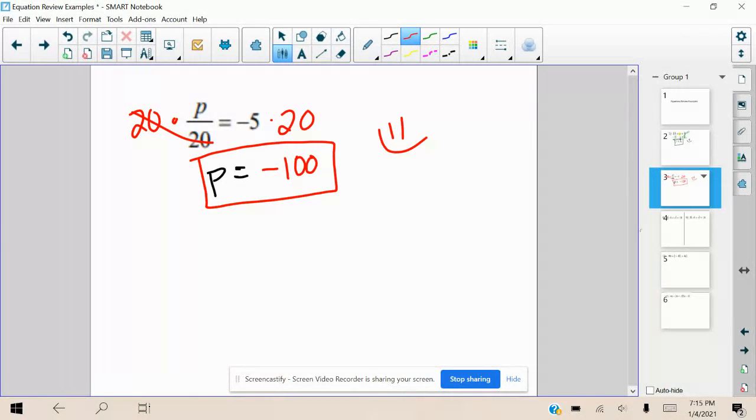We were using those inverse operations again, and this is a one-step equation, which eventually all equations come down to a one-step equation. So if we can do a one step, then we are going to be scaling it.